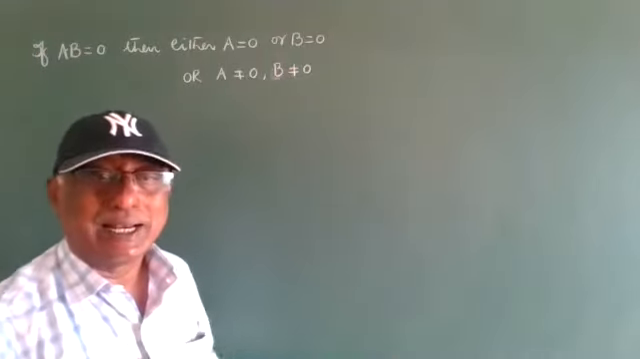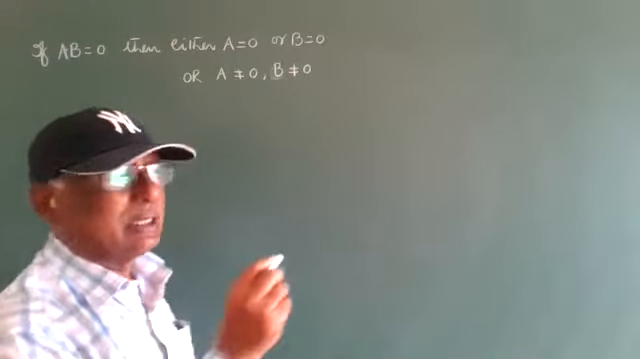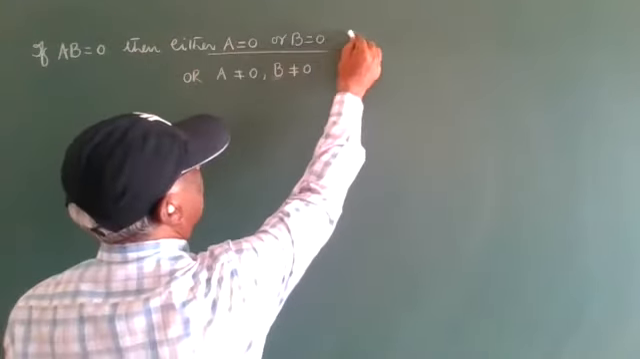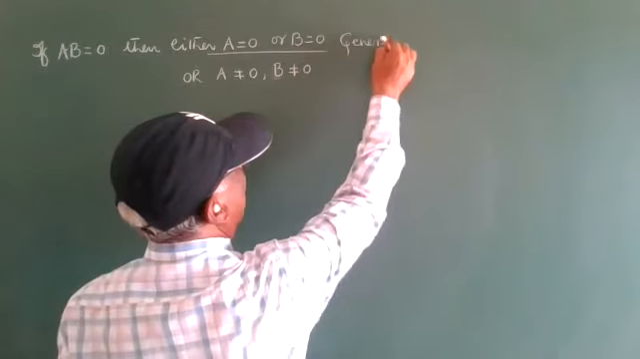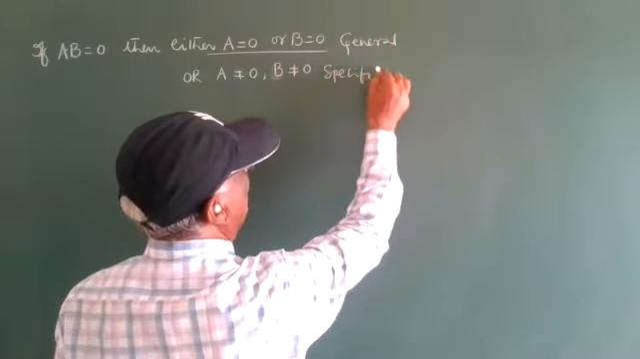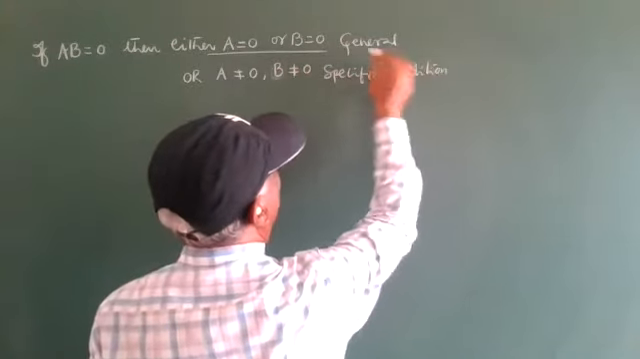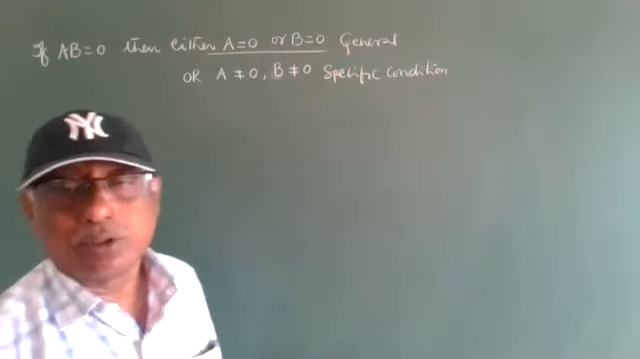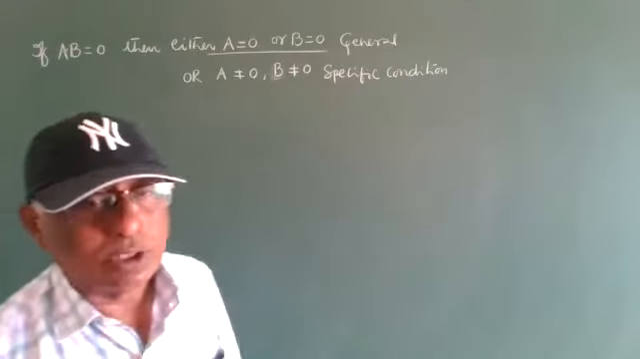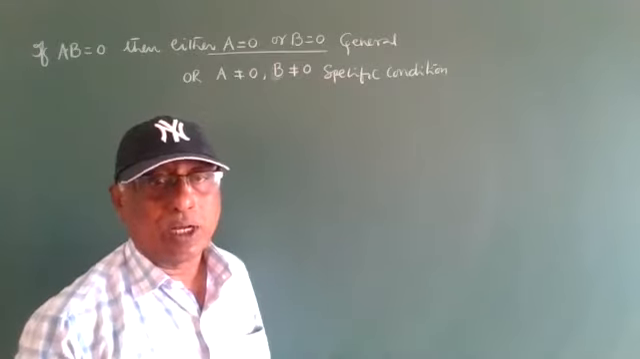The first condition is the general one. The specific condition is the second one. But in the answer, whatever they give, that is what we have to apply. This is the general condition, and this is the specific condition. In an examination objective, they will ask: AB is equal to 0 means either A is equal to 0 or B is equal to 0.